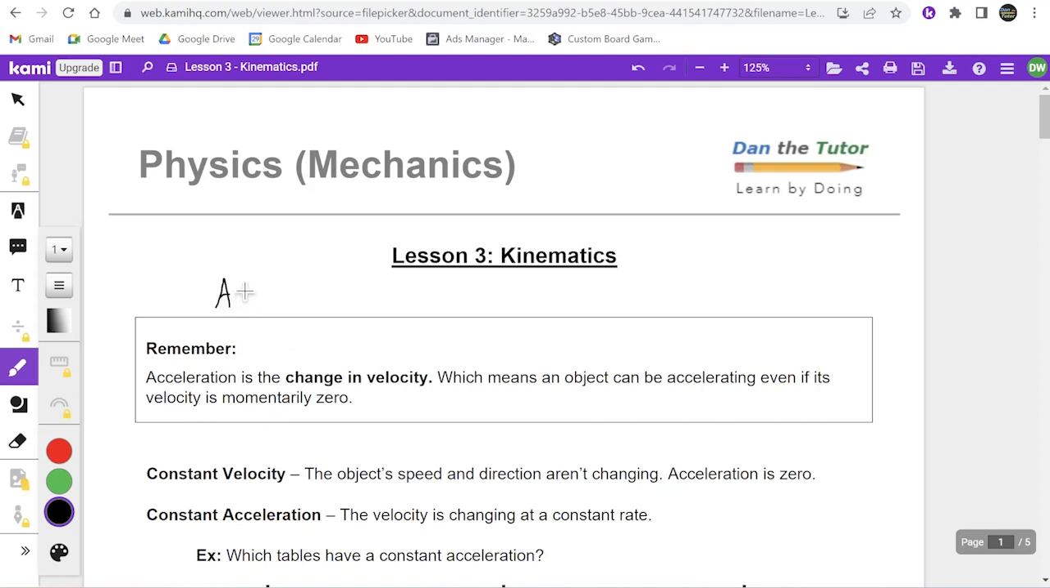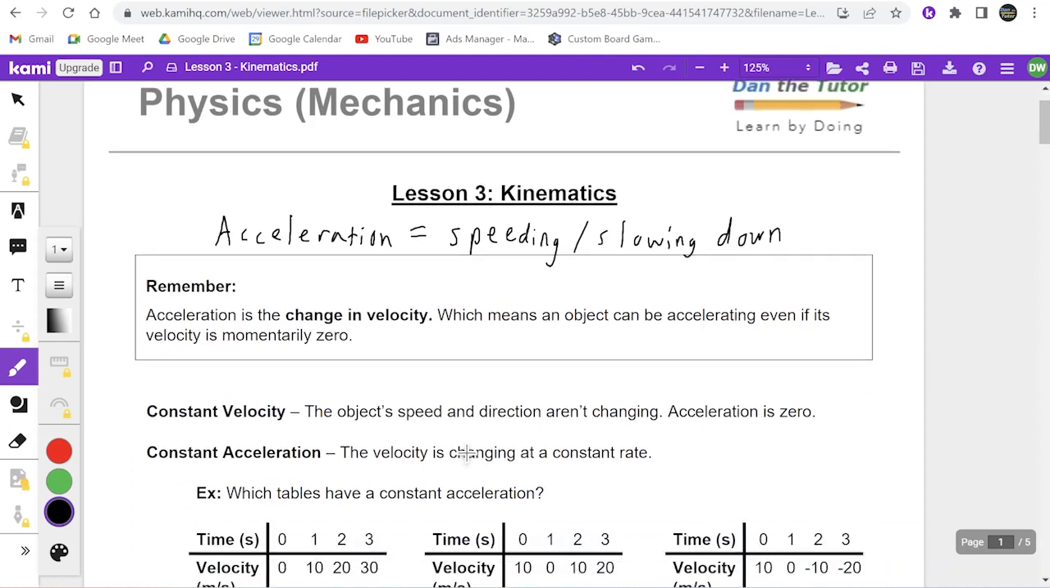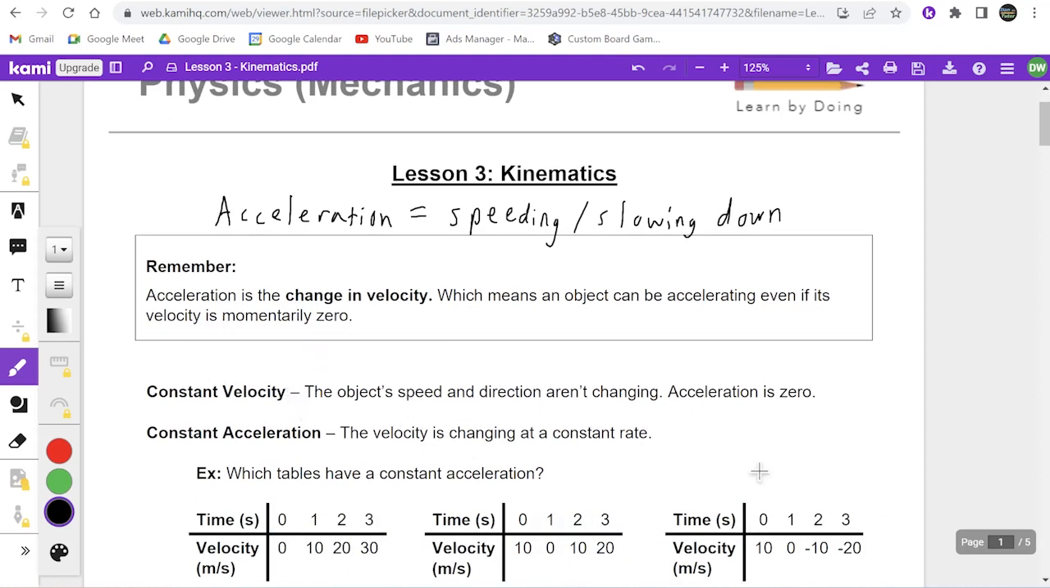In other words, you can define acceleration, and I would write this down, I would define acceleration as speeding up or slowing down. Because that's basically what acceleration is. How do you have a change in velocity? Well, you're speeding up or you're slowing down. And so then we come down here to these two terms, constant velocity and constant acceleration.